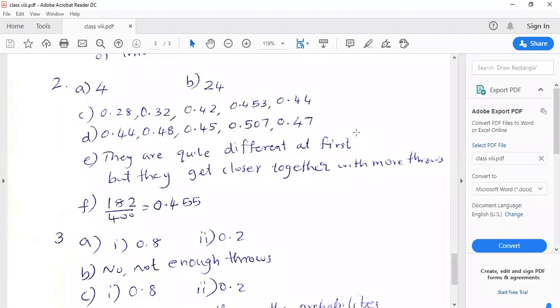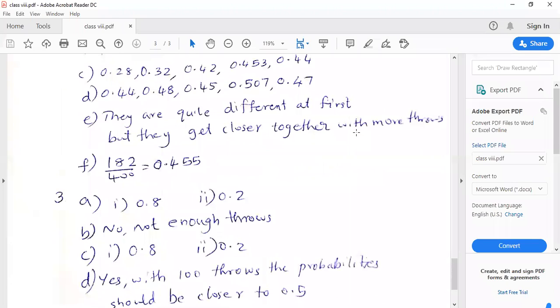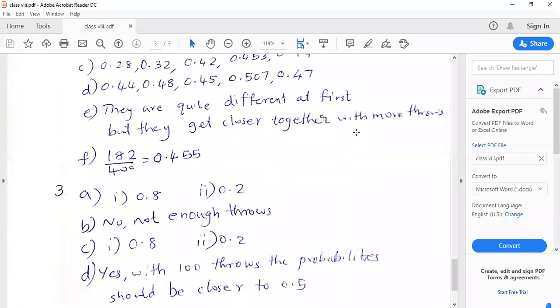Okay, now the last question. Is there evidence that Hassan is not throwing the coin fairly? Yes. Because with 100 throws, the probability should be closer to 0.5. So he is not throwing the coin fairly. So we will write it like this: yes, because with 100 throws, the probabilities should be closer to 0.5.